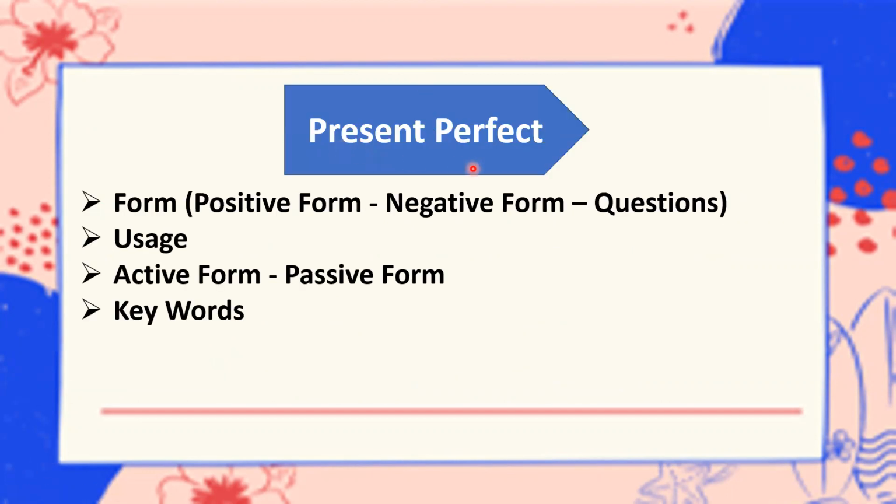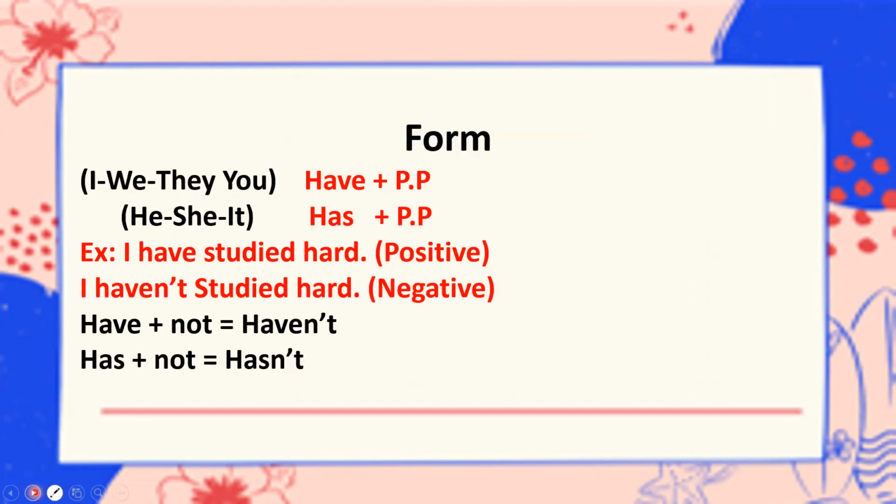Present perfect. How can I form present perfect? Okay, present perfect. Today we will discuss such a tense. According to form, positive form, negative form, and questions, usage, active form and passive form, and keywords. So here's a form. How can I form a sentence using present perfect? Have or has plus past participle, which is PP, have or has plus PP.